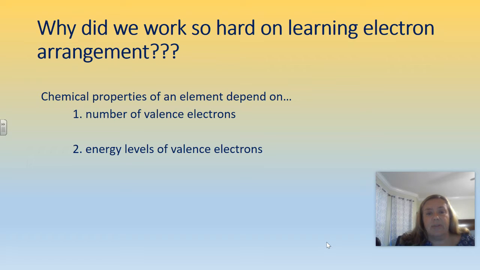Second thing is the energy levels of valence electrons. If you remember on the periodic table, looking at the periods, basically there are energy levels 1 through 7. Remember, D energy levels are 3D, 4D, 5D, and 6D, and F's are 4F and 5F. The 7 energy level only contains S and P. You guys remember that just by looking at your periodic table.